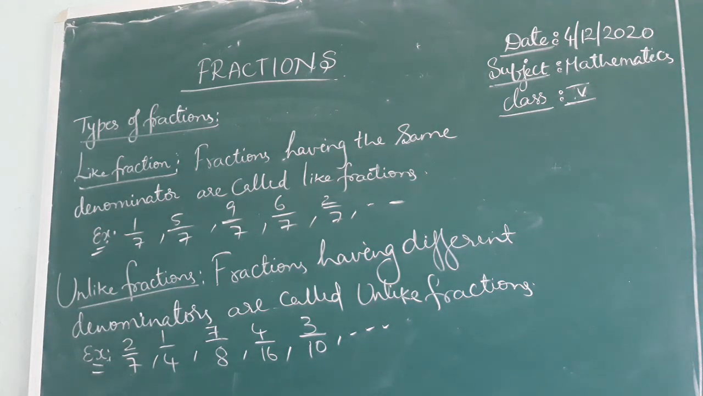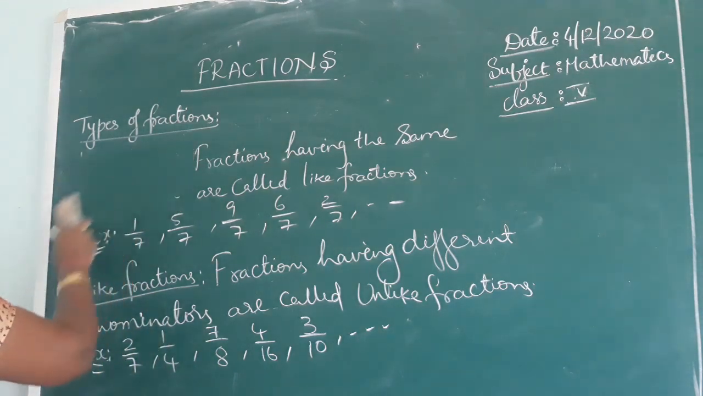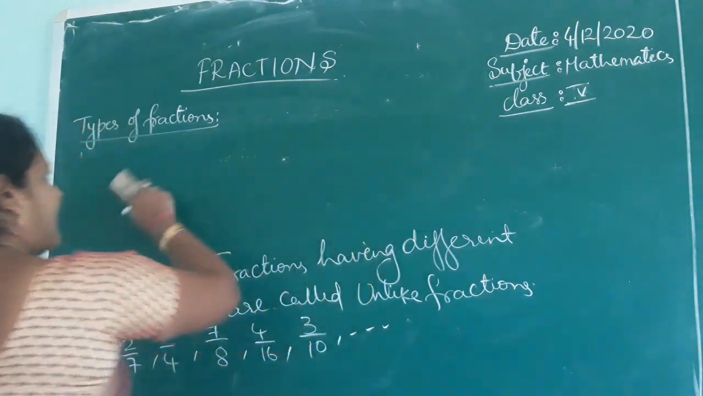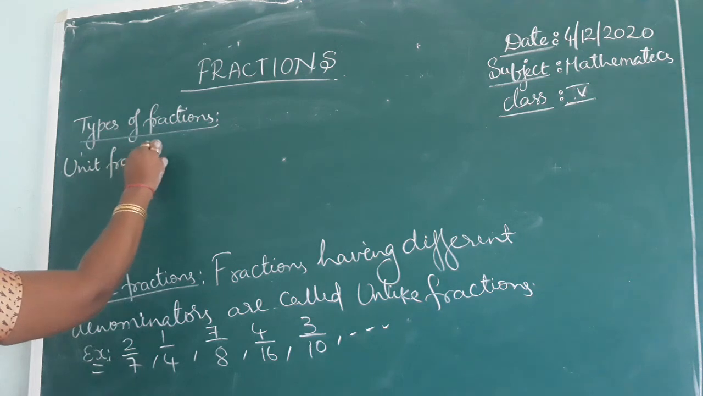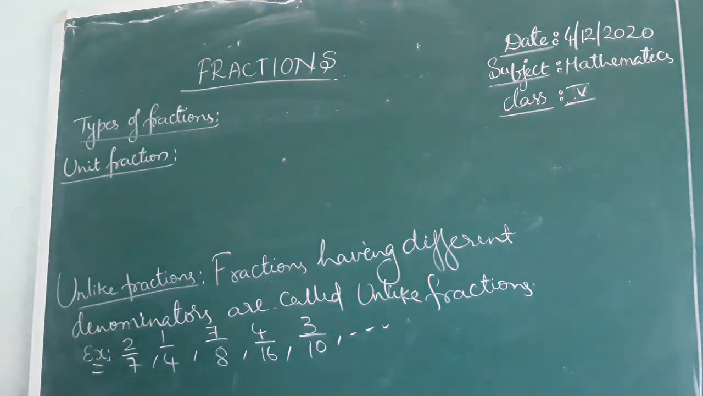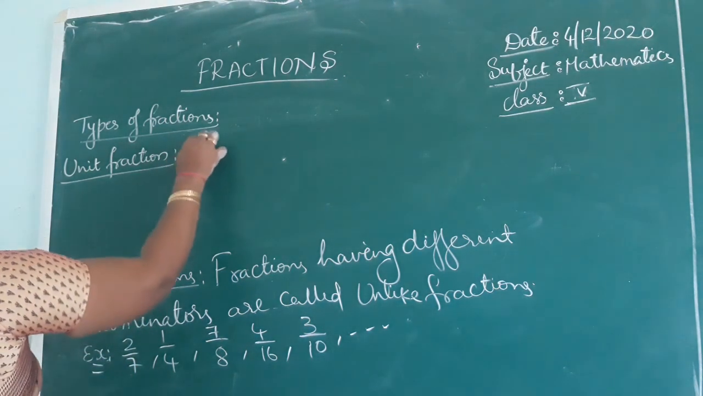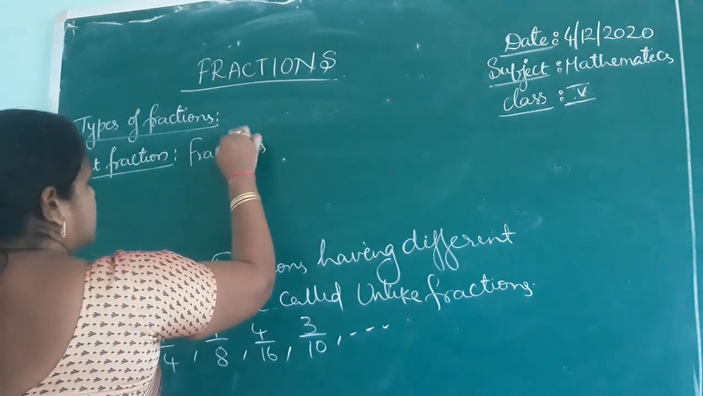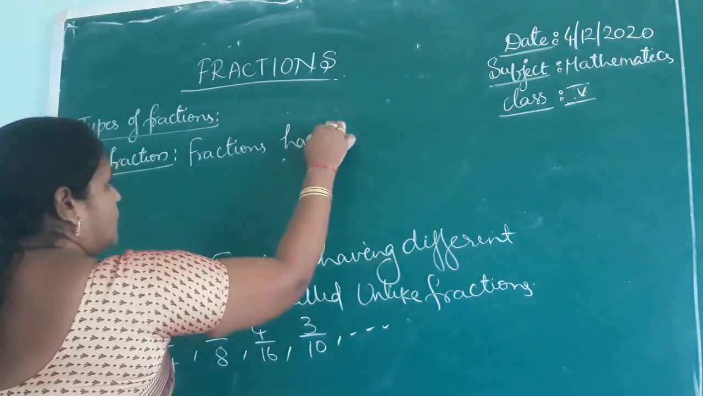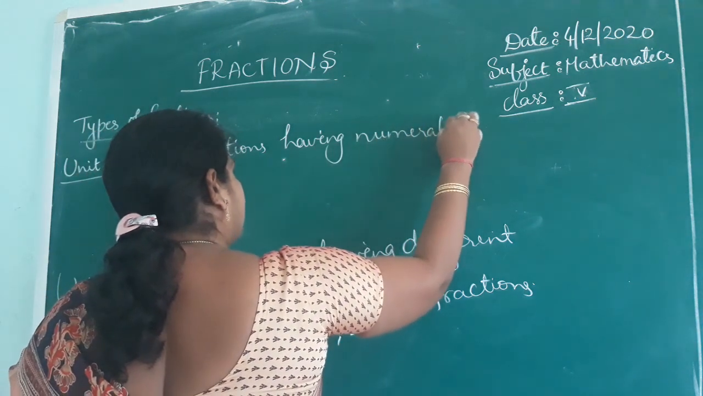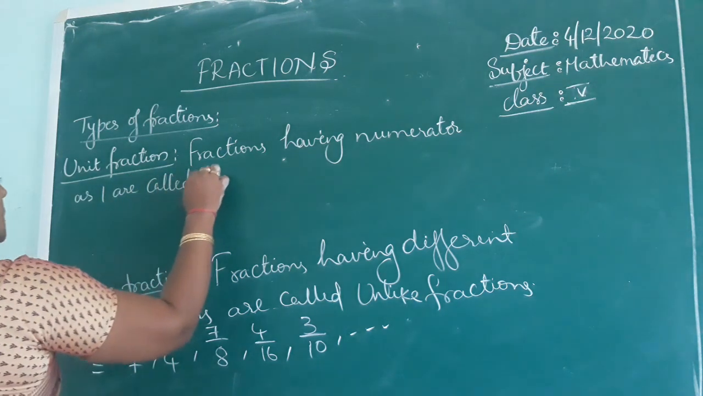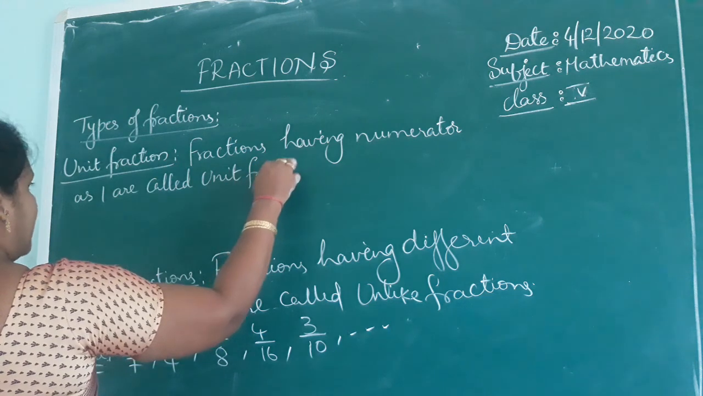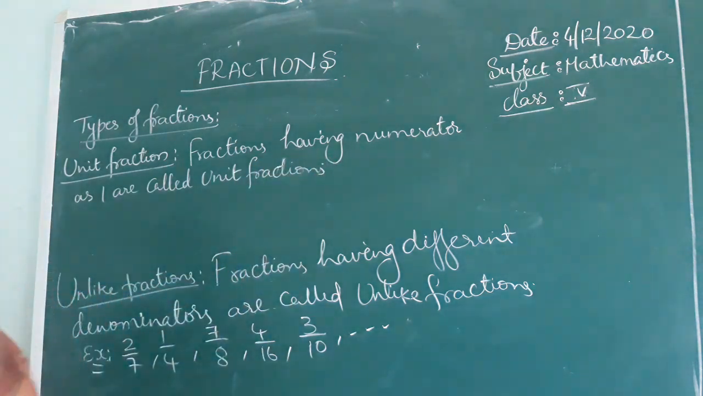One more type of fraction I will explain now: the unit fraction. What is meant by a unit fraction? Fractions having the numerator as 1 are called unit fractions.